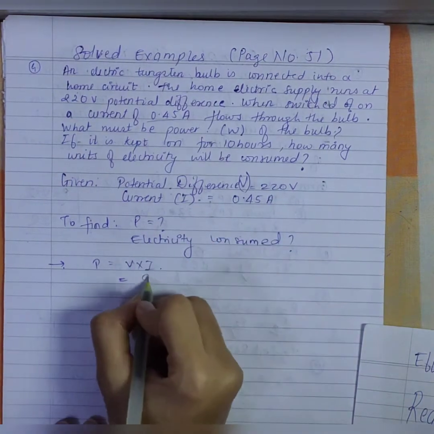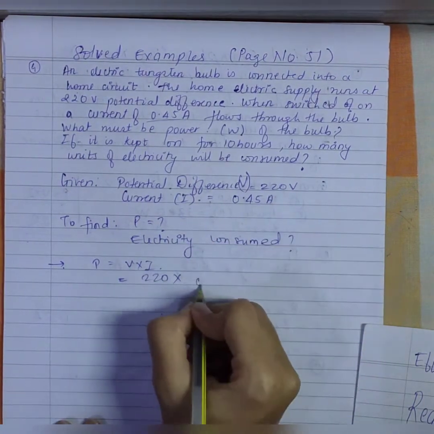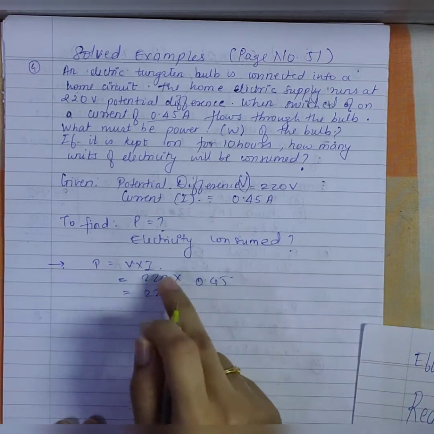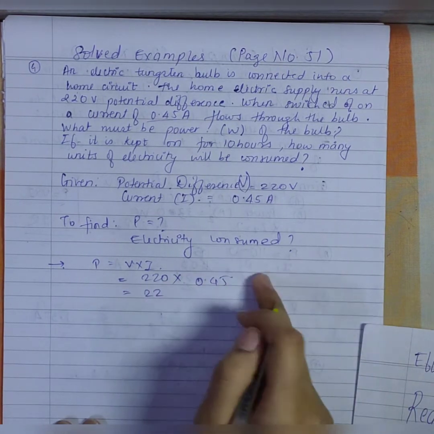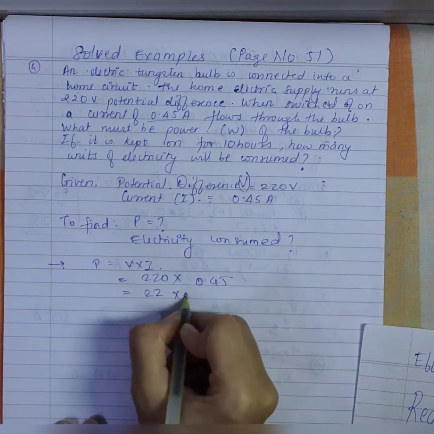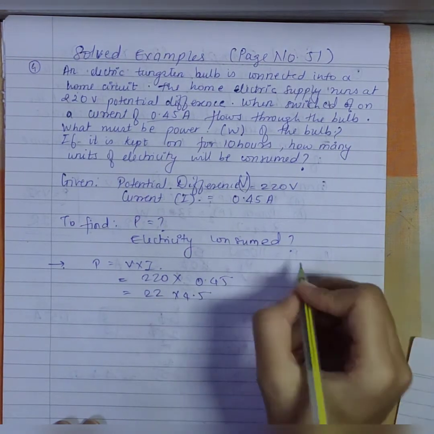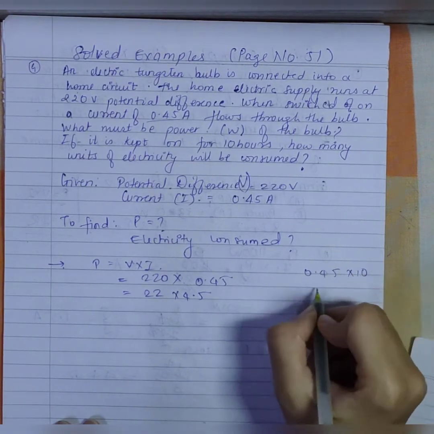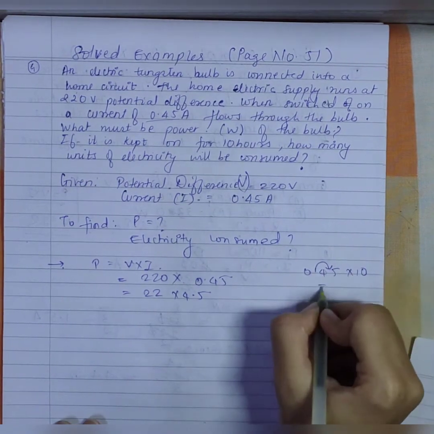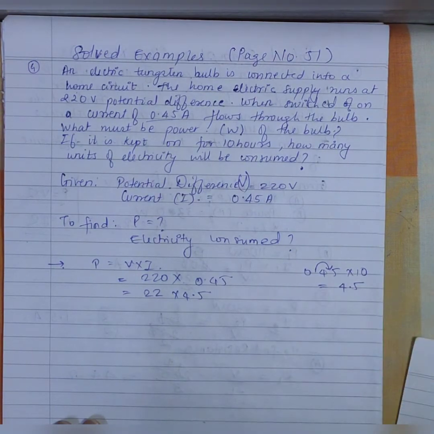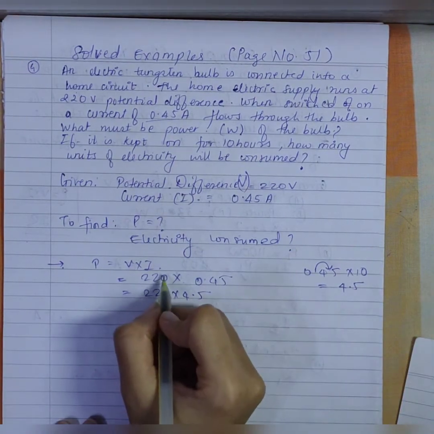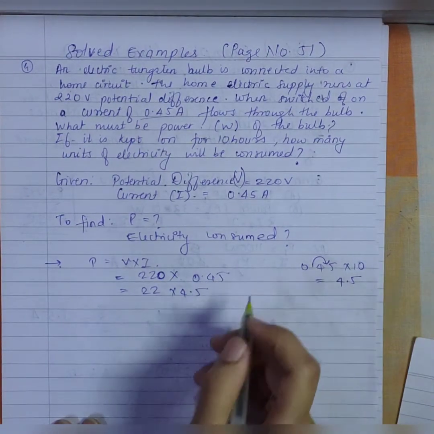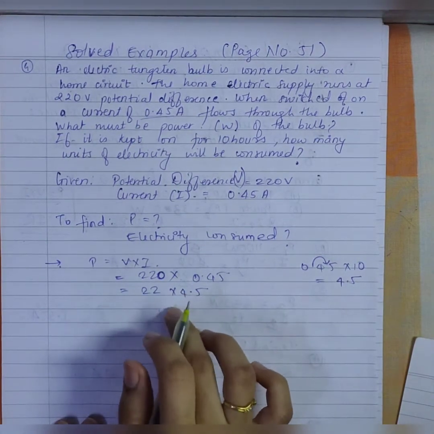V is 220 into I is 0.45. Okay, so let's adjust this. If I shift this 0 here, it will become 4.5. You do understand how? 0.45, if I multiply by 10, this 0 will get shifted here and this will lead to 4.5. That is what I have used, this 0, that is my 10, to multiply it with 0.45. So this is what I need to solve now.